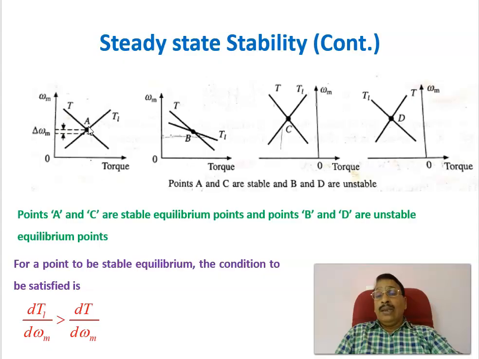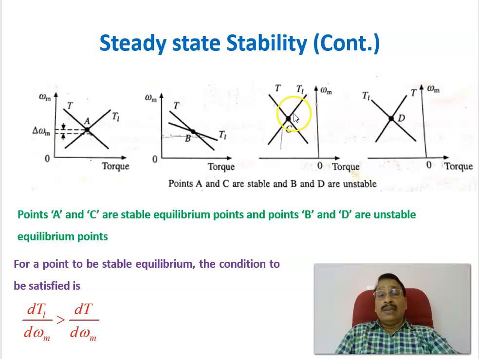In the same way, if this operating point is shifted towards here, you can see that TL is more than T, or T minus TL will be negative, or d omega m by dt is negative. That is why the operating point is decelerating and coming back to this one. So this is a stable equilibrium point. The point A is a stable equilibrium point.